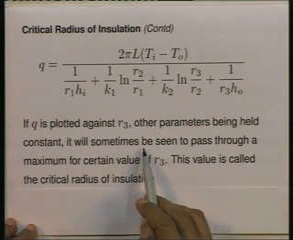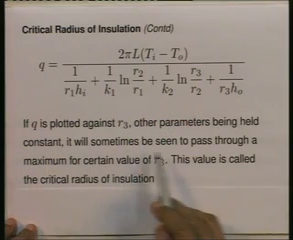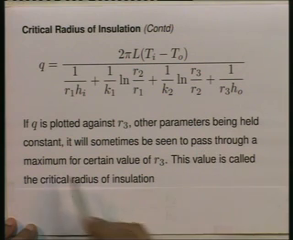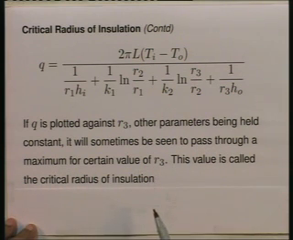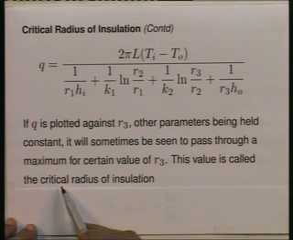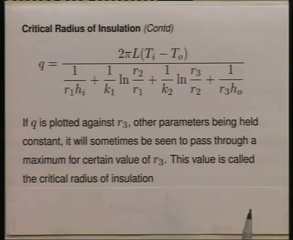It will sometimes be seen that the value of Q passes through a maximum for a certain value of R3. This value is called the critical radius of insulation. So, if I plot Q against R3, sometimes we will see it go through a maximum for a certain value of R3. This value of R3 we call the critical radius of insulation.